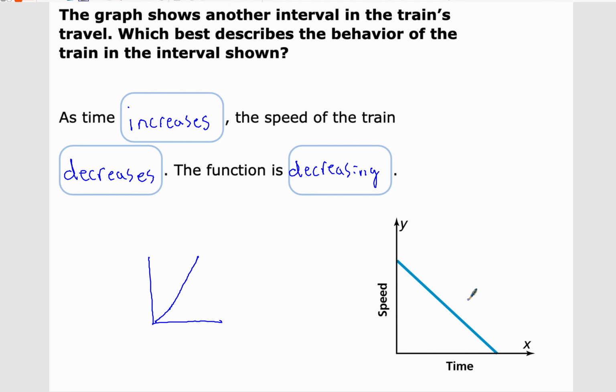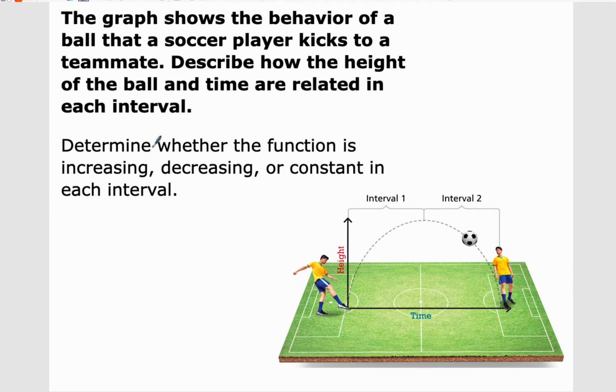So increase and decrease just means positive and negative. This is a positive section. Increase is a positive graph. Decrease is a negative graph. Okay? It's that simple. And that's really the bulk of what we're doing today.